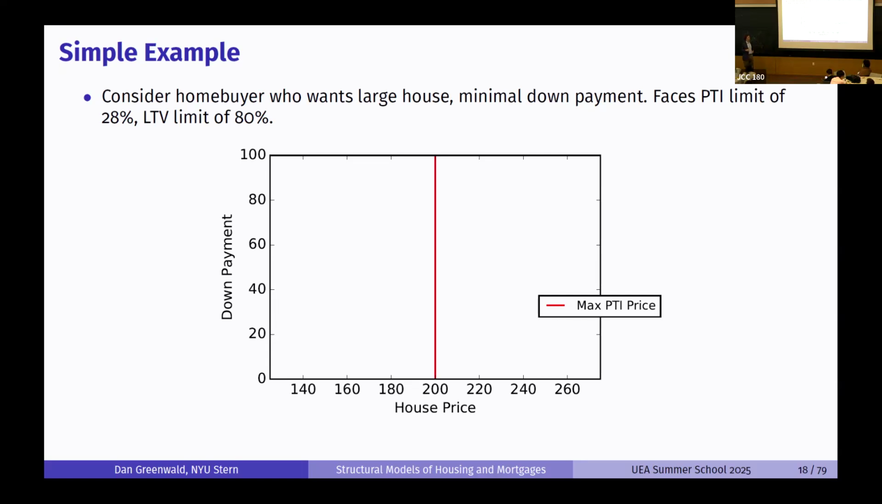Let's say this home buyer faces a payments income limit of 28%, which, way back in the 90s, was the standard number, before you count other forms of debt. It would be a comical number today. There's a lot of nuance to this. And an LTV limit of 80%, which was, and remains, the standard for getting a conforming loan.